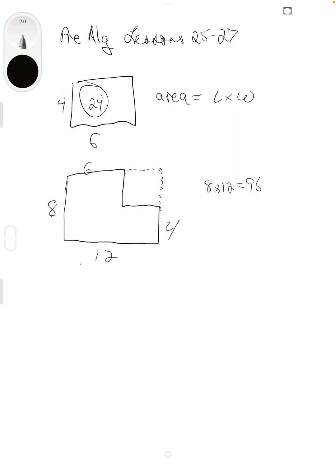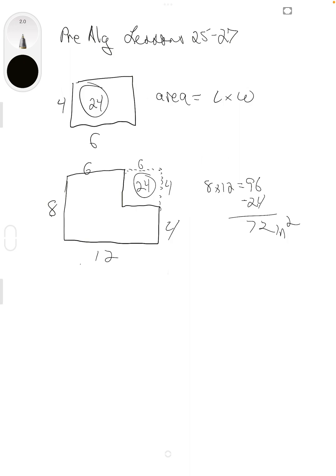Well, the small rectangle, if this is 6 and the whole thing's 12, that means this is 6. And if this is 4 and that's 4, I figure out this little one. 6 by 4 is a 24 deal. So what's the area of the dark shaded one? Well, it's simply 96 minus 24, or 72. And if this is in inches, it would be square inches. If it was miles, it would be square miles.